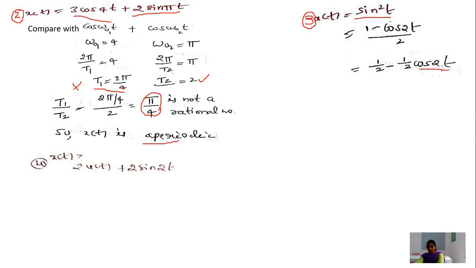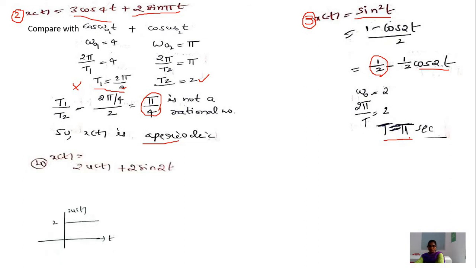Here the cos signal is there. You forget about the constant. This is simply a constant value. You concentrate only on your cos signal. Then a constant value plus a cos signal gives you a periodic signal. Omega naught is equal to 2, then the time period is pi seconds.